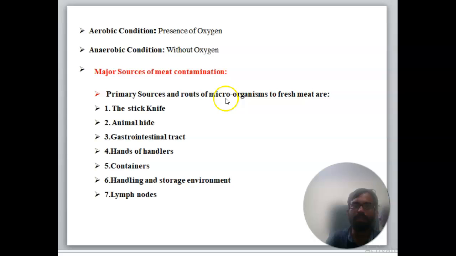So now we can discuss the major sources of meat contamination. How does meat become contaminated? The first are the sticking knife and animal hide, the gastrointestinal tract, the hands of handlers, contaminants, handling and storage, and the environment and lymph nodes. These are a few important major sources of meat contamination.